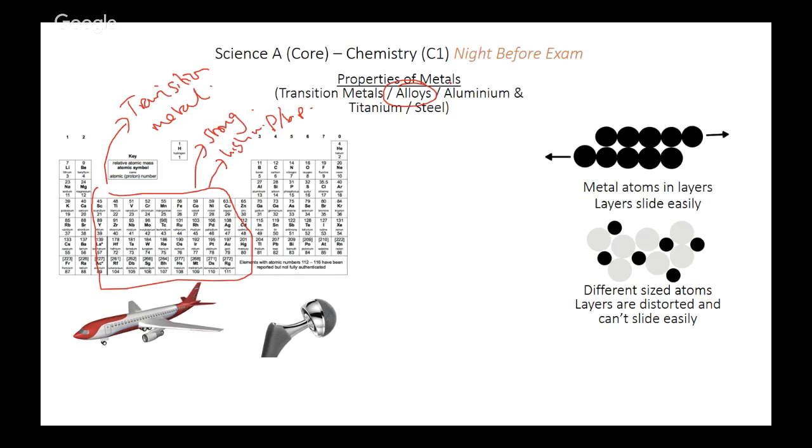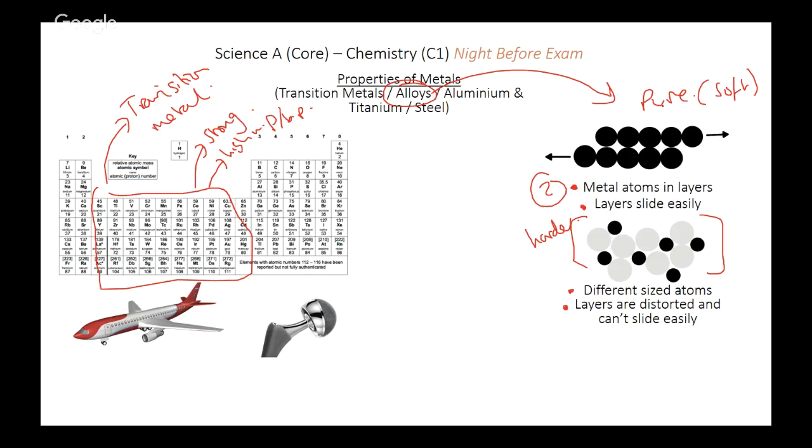Alloys we'll talk about. These come up in C1 and C2. You need to recognise this diagram here as being a pure metal, and these tend to be soft. So you've got metal atoms in layers and they slide easily. So if we're talking about describing this for 2 marks, we need those 2 points. The metal atoms are in layers, or you can say metal ions, and the layers slide easily. This second image here you need to recognise as an alloy, and describing it as different sized atoms, and the layers are distorted and can't slide easily. So this makes the alloy harder.